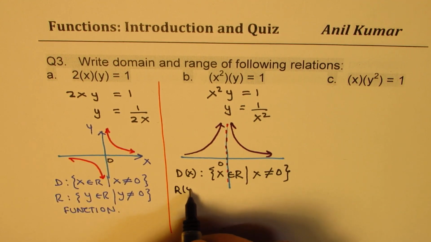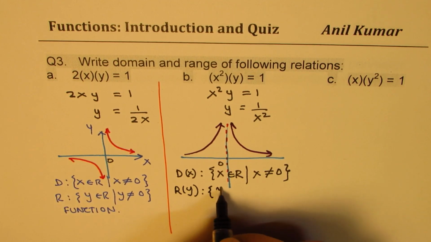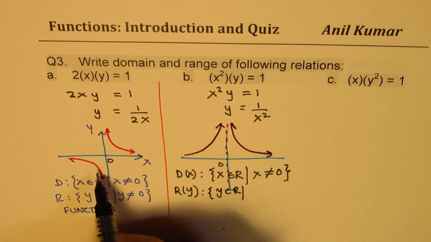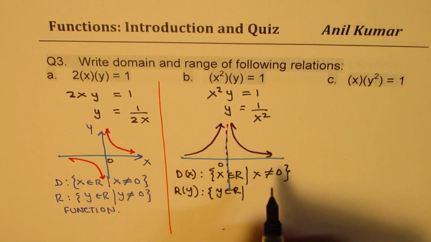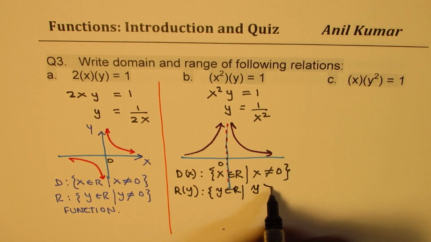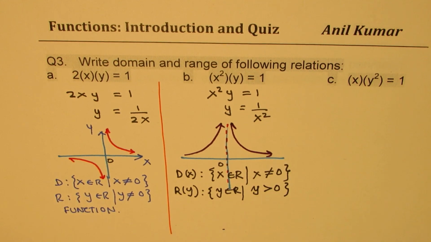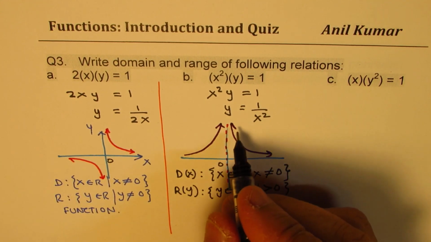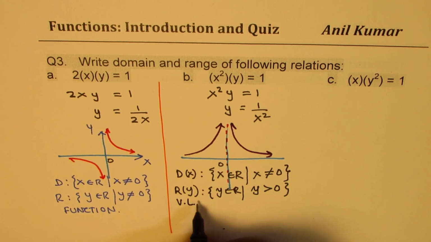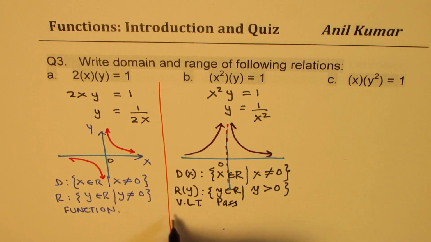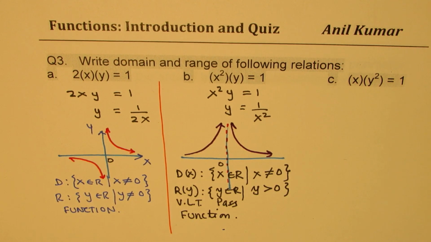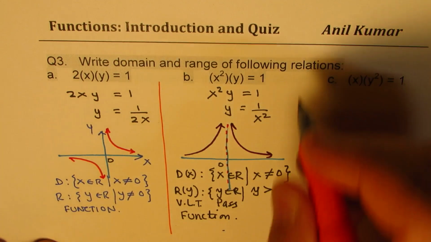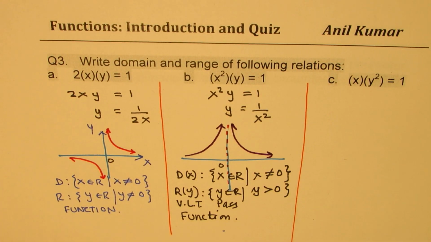Now let's look into the range. As far as this range is concerned, y belongs to real numbers. Slightly different from this case. All positive values greater than 0. So we say y is greater than 0. It cannot be equal to 0. Perfect. And clearly, vertical line test pass. Right. Therefore, it is a function. Correct? The last example, I'd like you to pause the video and figure out why this is not a function. Okay, let's look into it.